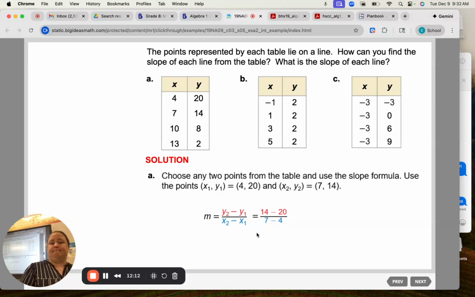What's 14 minus 20? Negative 6. And what's 7 minus 4? 3. Can I simplify negative 6 over 3? Yes, you can. You would get what? Yep. How many times can 3 go into 6? 2. You get negative 2. So your slope is negative 2. You can also say m equals negative 2. You don't have to write that whole long sentence. M equals, because m stands for slope.